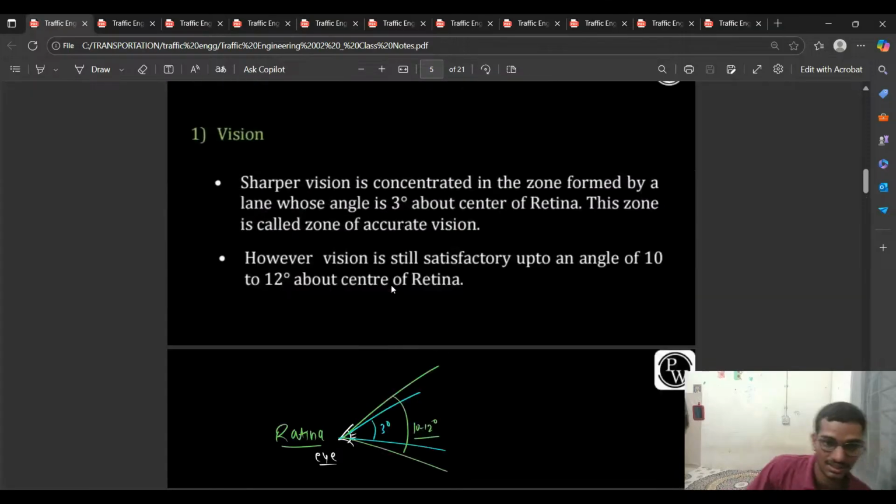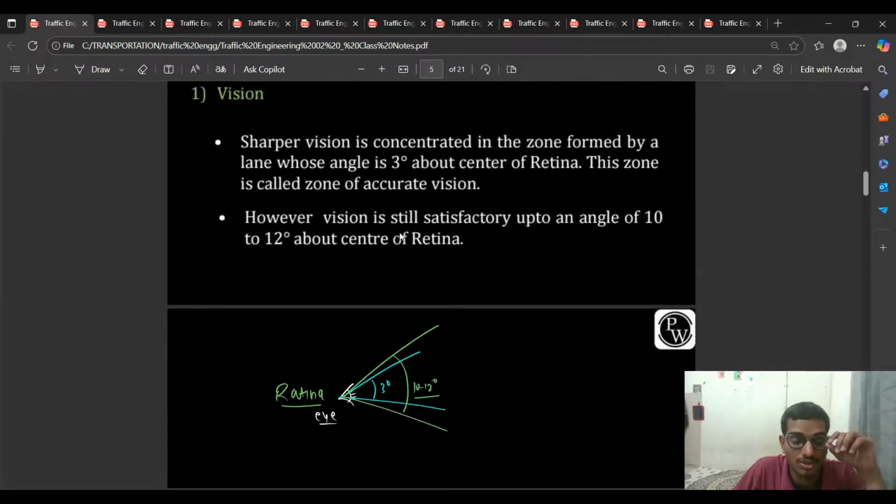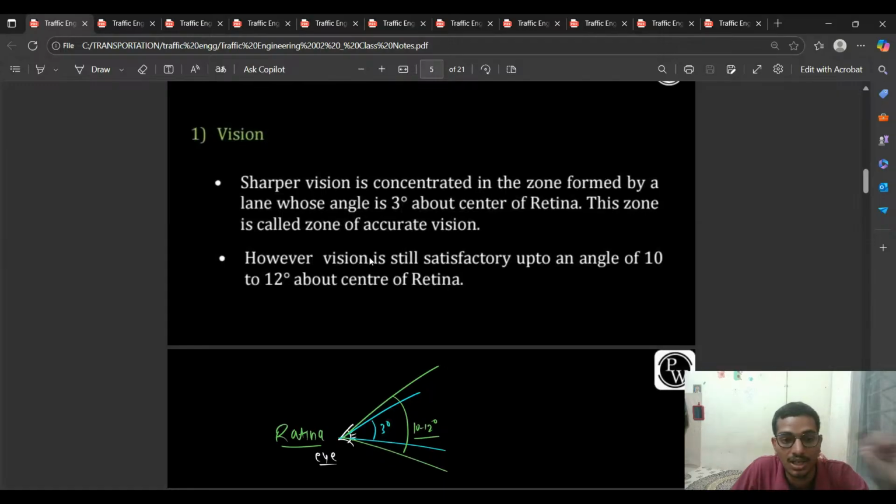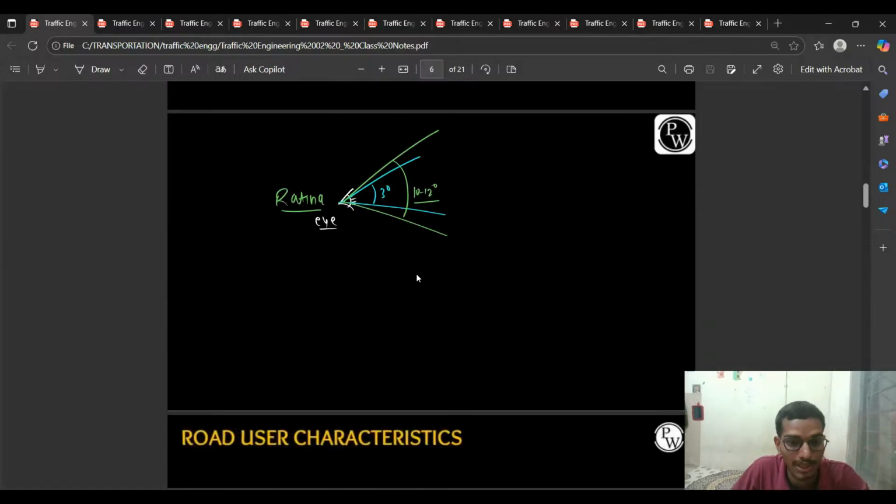It means that from our eyes we can see 3 to 10 degree in the road. Sharper vision is concentrated in the zone formed by a cone whose angle is 3 degree above the center of retina. This zone is called the zone of accurate vision, 3 degree, and however vision is still satisfactory up to 10 to 12 degree.